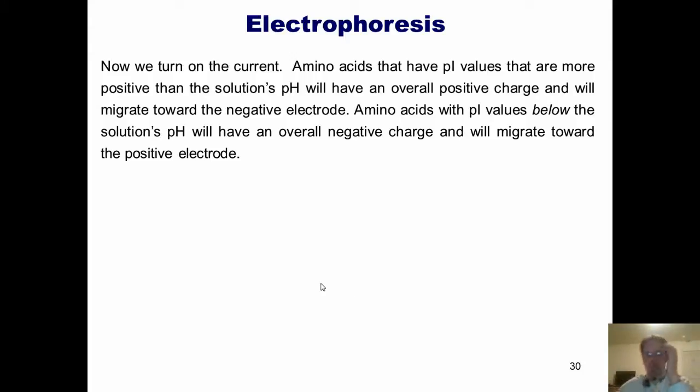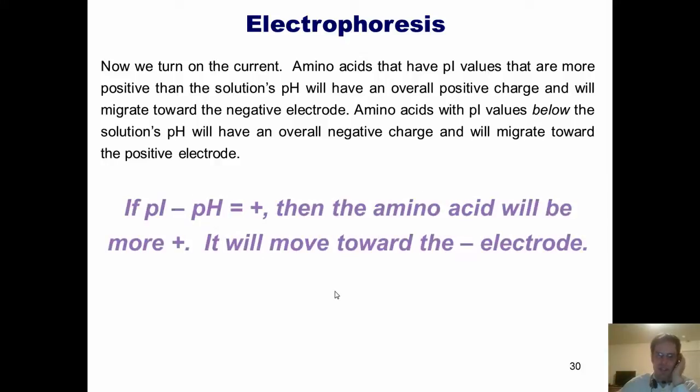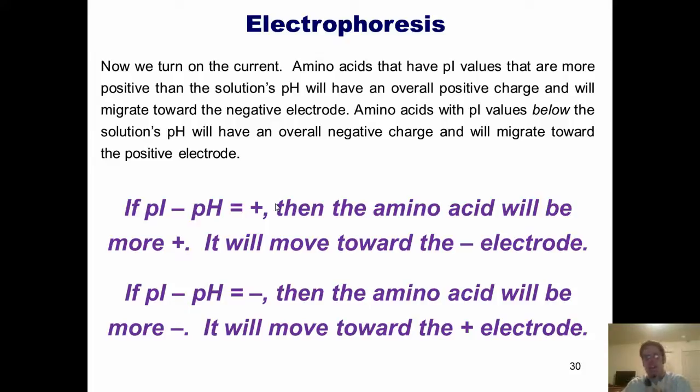To summarize this more simply, I've written up some crazy equations here. If pI, the isoelectric point for the amino acid in question, minus pH is positive, then the amino acid will be more positive. It will hence move toward the negative electrode because things that are positively charged are attracted towards negatively charged stuff. The converse is also true. If pI minus pH is negative, then the amino acid will be more negative. It will then move toward the positive electrode in electrophoresis.